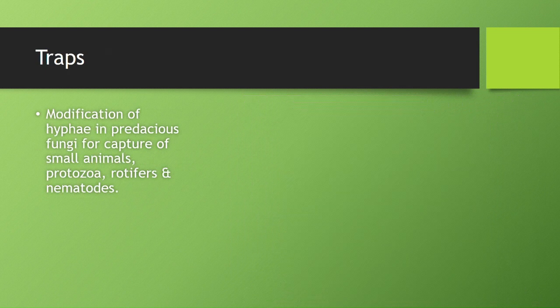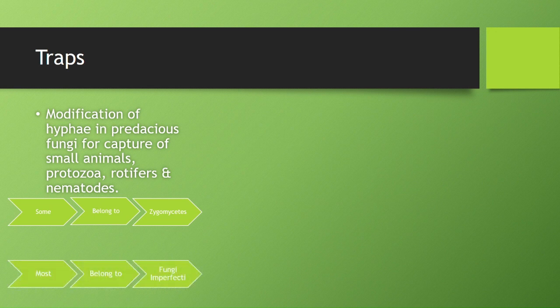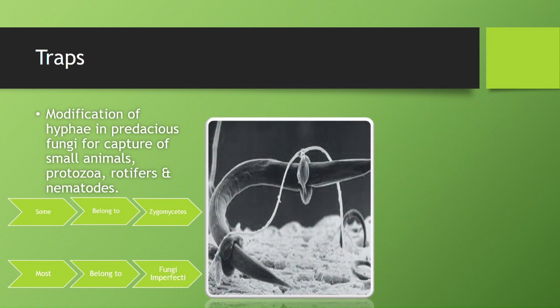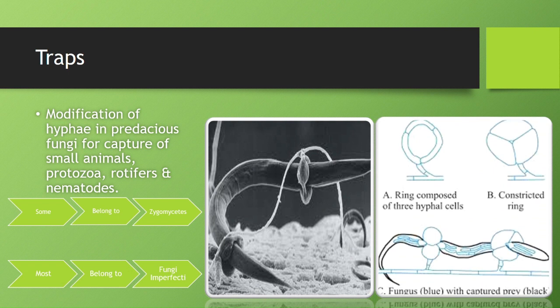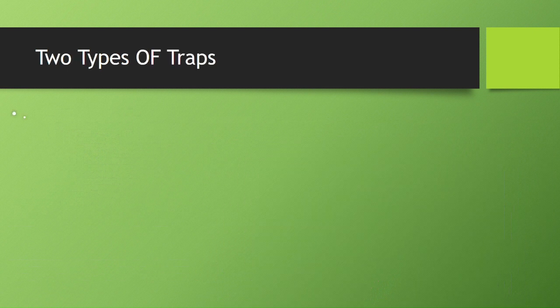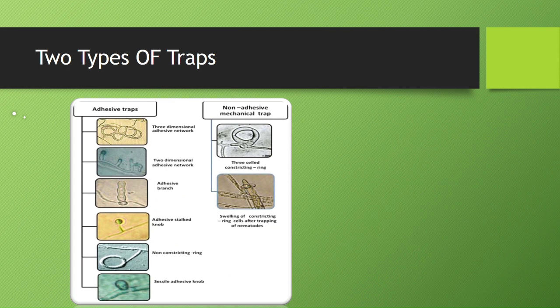Coming to another modification of the fungal hyphae, that is traps. This is the modification of hyphae in predaceous fungi for capture of small animals, protozoa, rotifers, and nematodes. Some of these trap fungi belong to zygomycetes, and most belong to fungi imperfecti or deuteromycetes. You can clearly see how a nematode has been trapped by the fungus here also. There are usually two types of traps: one is called an adhesive trap and the other is called a non-adhesive or mechanical trap.